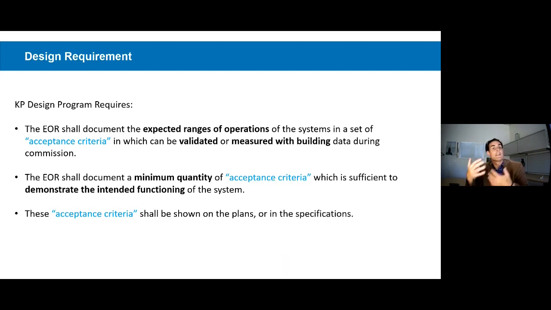So the design engineer says at noon on Tuesday, the fan power is going to be 8 horsepower, plus or minus a half. Well, then during commissioning, we're going to measure at noon on Tuesdays what is the fan power, and we expect it to be 8 horsepower, plus or minus a half. So it's kind of a simple concept. We would call it simple but not easy.